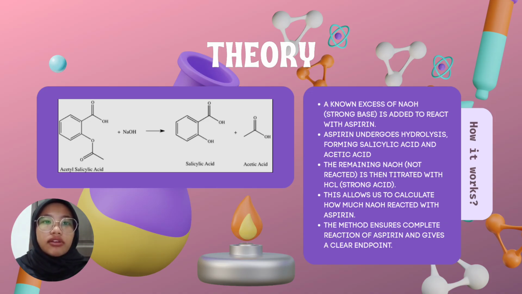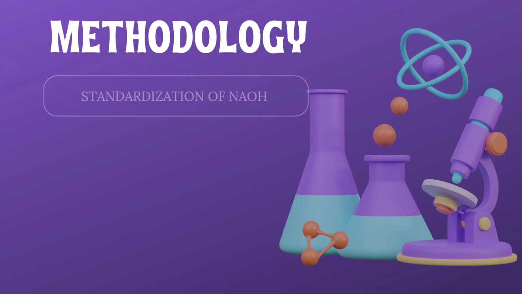After the reaction, the remaining NaOH is titrated with a standard acid solution such as hydrochloric acid to determine how much base was consumed. This allows for an indirect but accurate measurement of the aspirin content. In addition, aspirin undergoes hydrolysis during the reaction with sodium hydroxide, forming salicylic acid and acetic acid.